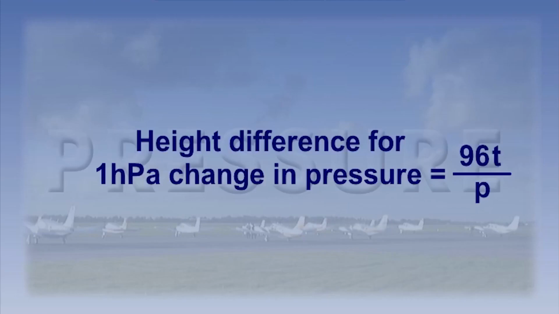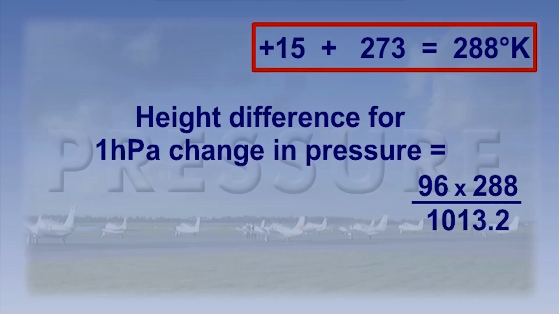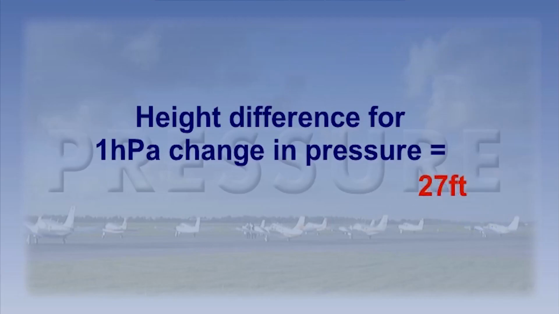Let's now see the result of inputting the ISA conditions at mean sea level. For the value of T, remember ISA states that at sea level the temperature is plus 15 degrees Celsius. To convert to Kelvin, just add 273 to this value. Now we have 96 multiplied by 288 degrees Kelvin. The pressure at mean sea level, according to ISA, is 1013.2 hectopascals. The result now shows that a change in pressure of 1 hectopascal at sea level in ISA represents a height change of 27 feet.